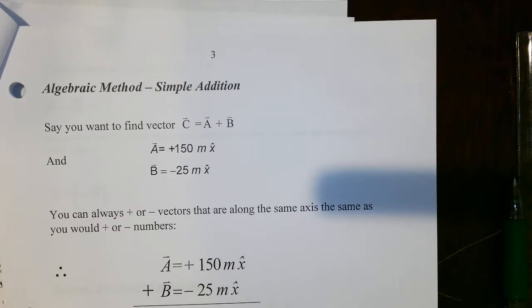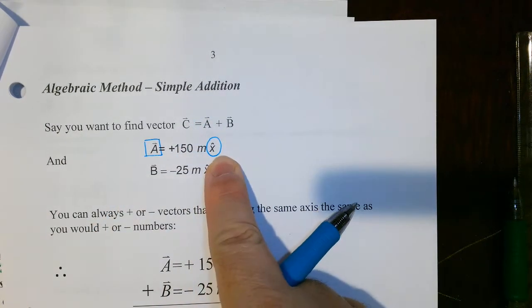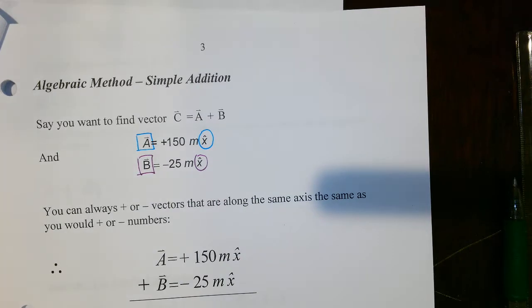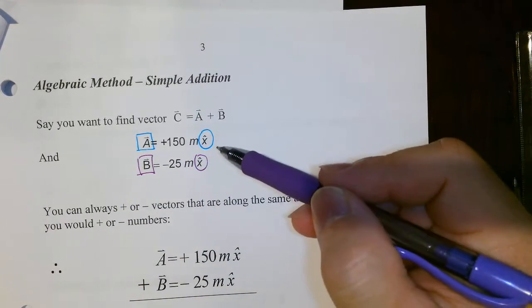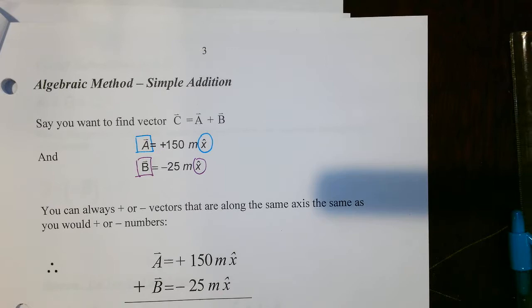But when you're doing this, you have to make sure your unit vectors are the same. So if my A vector is equal to this x hat and my B vector is also equal to x hat, then I can add them algebraically, like adding regular numbers. But if these are not the same, you cannot just add these numbers algebraically. You have to use some other ways. So if I have my A vector as positive 150 meters x hat, and my B vector is negative 25 meters x hat, I can add these algebraically and say my C vector is positive 125 meters x hat. Well, that was easy, right?